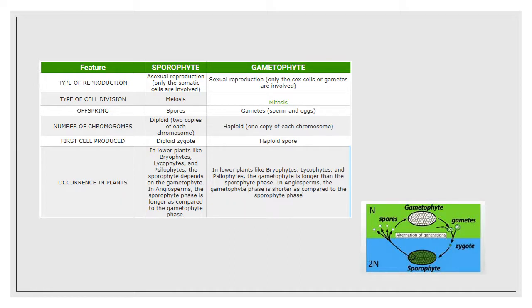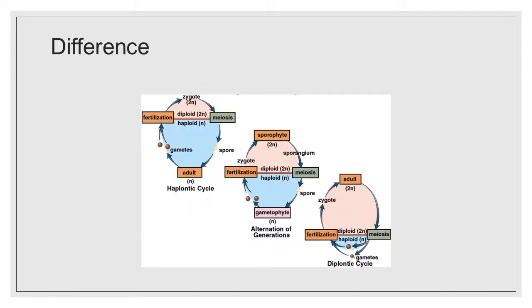This is the difference between a sporophyte and a gametophyte. In the sporophyte, asexual reproduction, only somatic cells are involved. In the gametophyte, what will happen? Sexual reproduction, where actually the involvement of the gamete is going to occur. In the sporophyte, meiosis will occur, leading to the formation of spores, and in the gametophyte, mitosis. The sporophyte forms the spores and the gametophyte forms the gametes. This is the difference, and we say which life cycle is dominant.